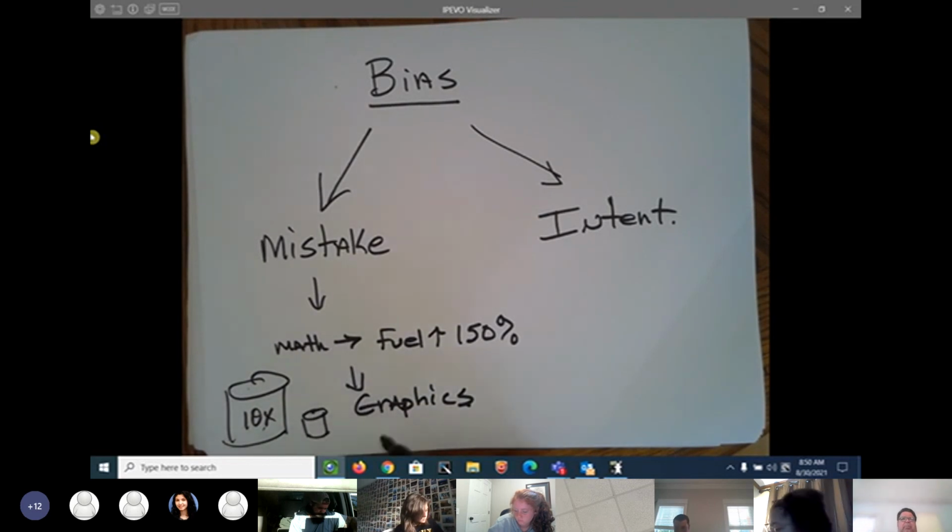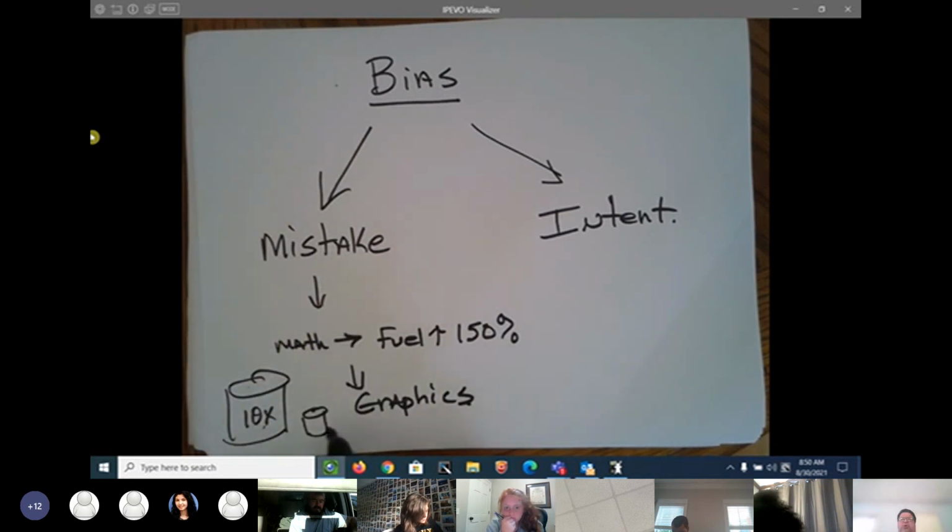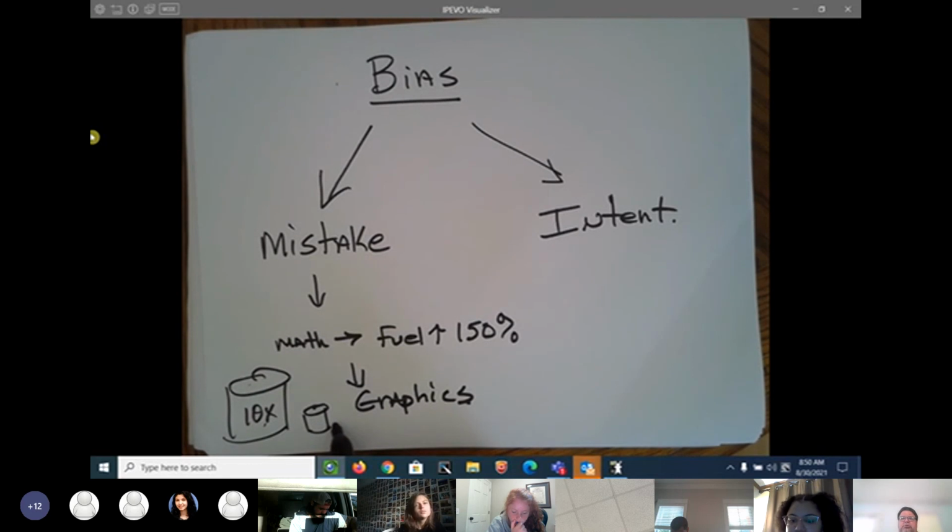That's mistake by bias. Okay, that's bias by mistake. The graphics person is not trying to push an agenda. They just didn't think about this being a picture 10 times bigger than this barrel. And you'll see that here in just a second.